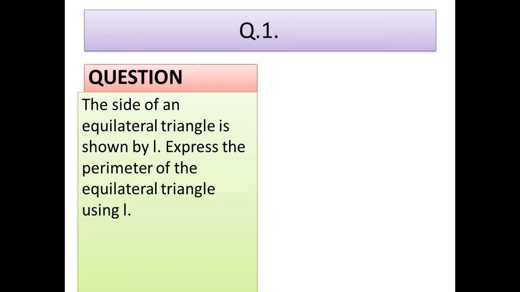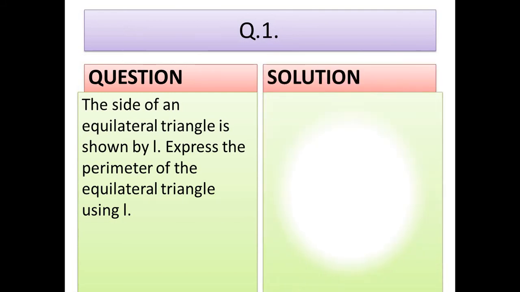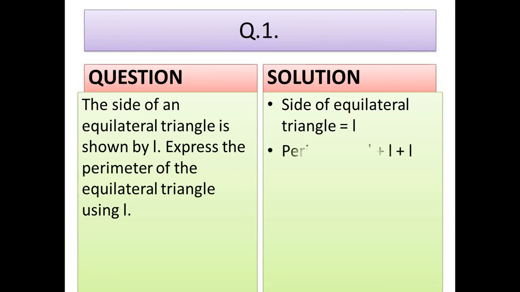So if one side of an equilateral triangle is L, that means all the sides of an equilateral triangle is L. So let's see how can we express the perimeter of the equilateral triangle. As given in the question, the side of an equilateral triangle is equals to L. So the perimeter will be L plus L plus L. That is 3L.